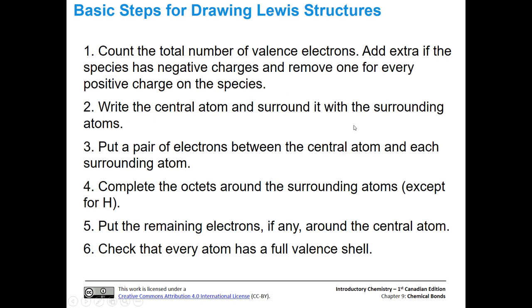Okay, so the basic steps for drawing Lewis structures. What do we want to do? The first thing we're going to do is count the total number of valence electrons in our compound. So for each atom contributing valence electrons, we're going to add all those together. And if we have a negative charge overall on our species or our compound, then we're going to add electrons, maybe one, maybe two, depending on the charge. And we're also going to remove one for every positive charge on the species. So if it's an anion, we're going to end up adding electrons. If it's a cation, we're going to end up removing electrons.